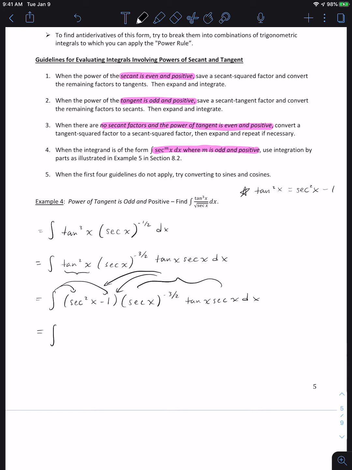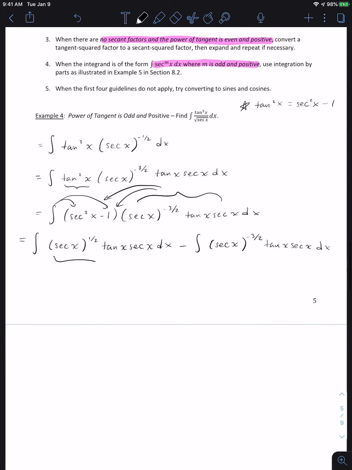Secant squared times secant to the -3/2. Remember, when I multiply those, I add their exponents. So if I add their exponents, I'm left with secant x to the 1/2 tangent x secant x dx, and now minus, because it's -1, secant x to the -3/2 tangent x secant x. Pull this over a little bit so I don't run out of room. Tangent x secant x dx.